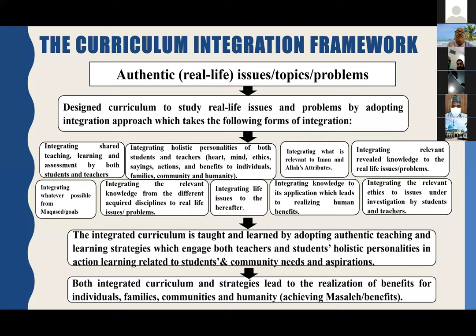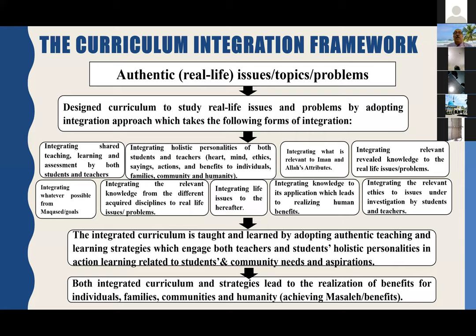We start with authentic real life. In order to design an integrated curriculum, you start with authentic real life issues or topics or problems. That's number one. So I would call upon all the brothers and sisters, if they want to develop a new curriculum or a unit, to adopt this model, implement it, and see the impact on student understanding, knowledge, solving problems, attitudes, and so on. So we start with authentic real life.